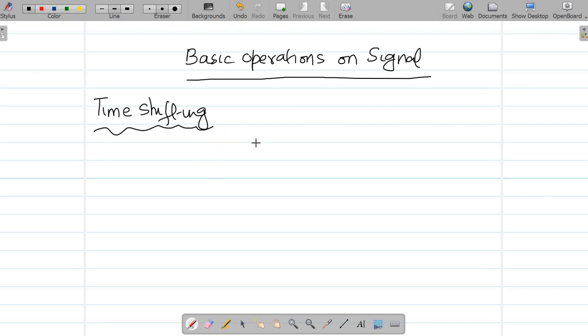Suppose we are having a signal. Let me draw a signal. Let us say I'm having some signal which has the following shape. Let me call this x of t, and this is the t-axis. This one is the x of t axis.